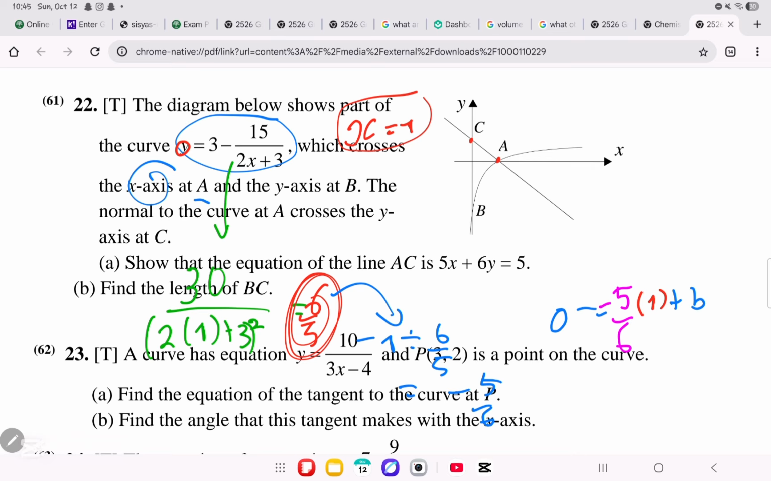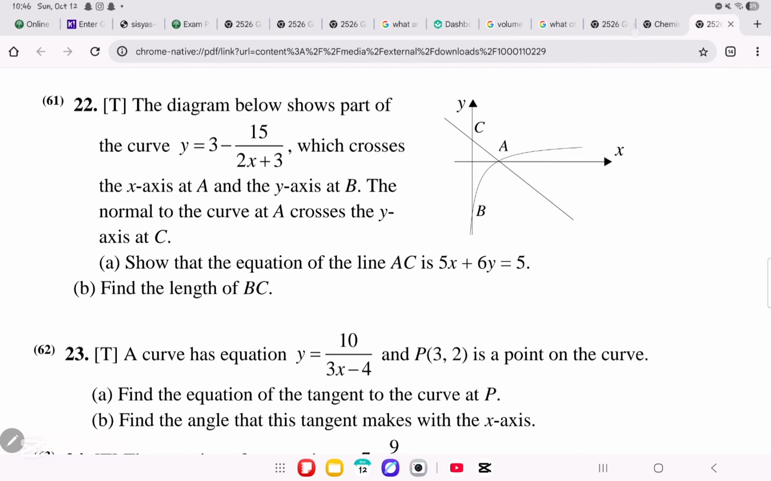So minus 5 over 6 times 1 plus b is going to be 0. That means the value of b is going to be very simply plus 5 over 6. Now you can change these back into y and x and you can solve. No, I lost it. My bad. Let me write it again. It was y equals minus 5 over 6 x plus 5 over 6, right?